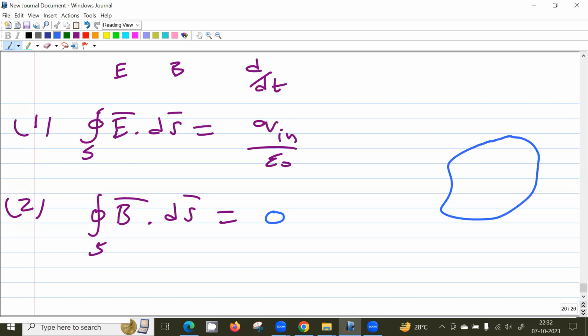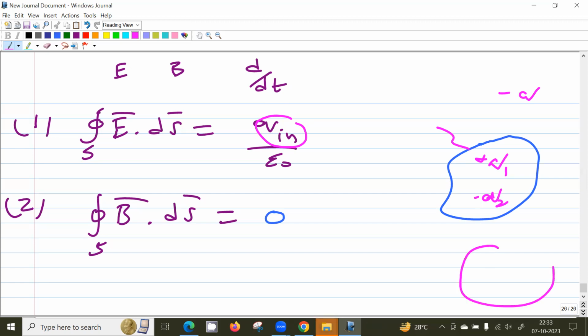See, this is a closed surface. In the case of the electric field, I can have a positive charge plus Q inside it, and outside I can have minus Q, and here also some minus Q2, Q1. So the net charge present inside is Qn. This can be positive or negative. But in the case of the magnetic field, I cannot have positive or negative charges.